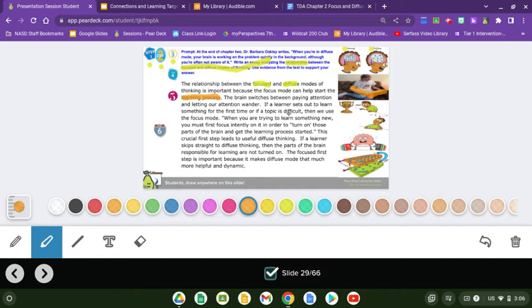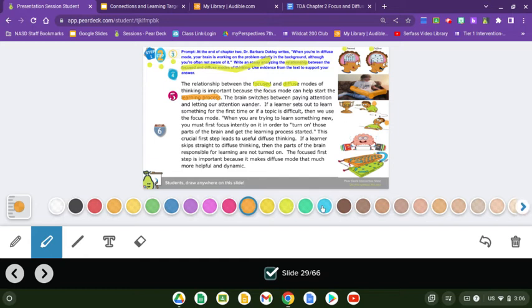If a learner sets out to learn something for the first time or if a topic is difficult, then we use the focus mode. Here's a picture right here of the focus mode. Here's a picture of diffuse mode. Please put a dot next to both. When you are trying to learn something new, you must first focus intently on it in order to turn on those parts of the brain and get the learning process started.